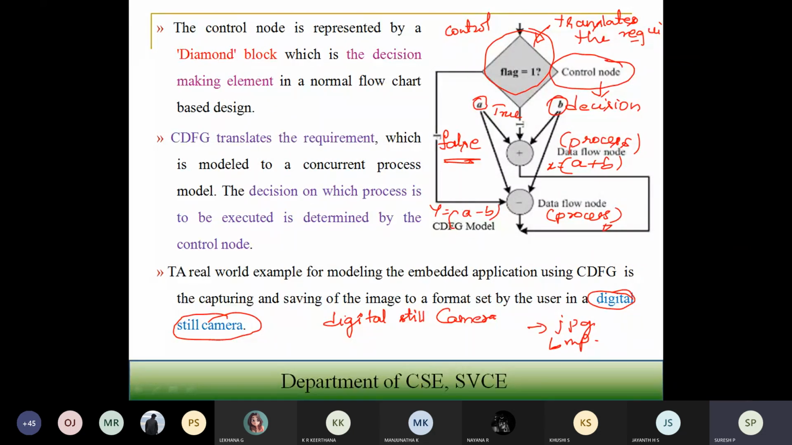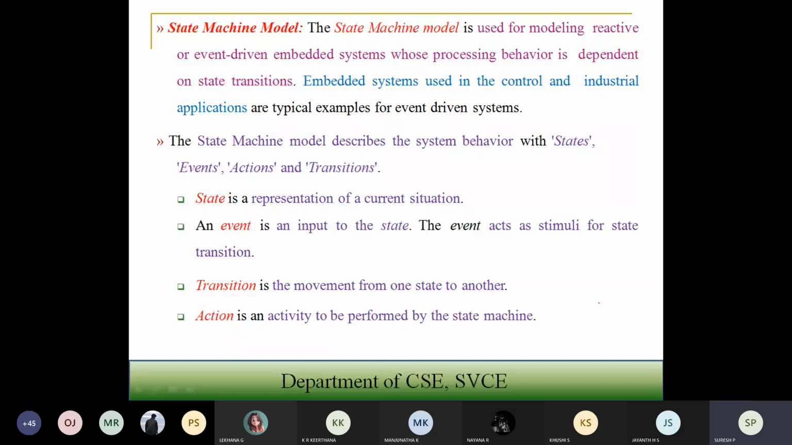So next, when it comes to the state machine model, the third one is your state machine model. The state machine model is used for modeling reactive or event-driven embedded systems, whose processing behavior is dependent on state transition. So this particular state machine model is going to be used for reactive or event-driven embedded systems.